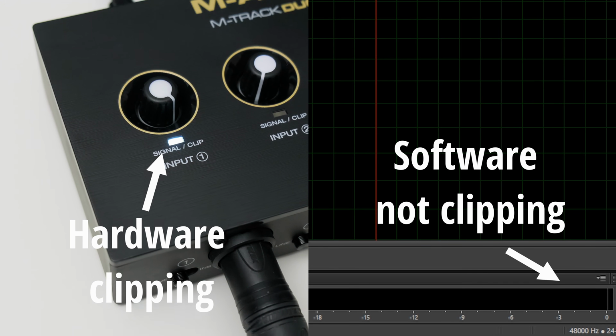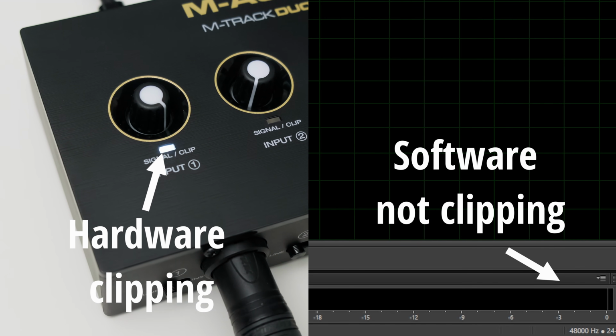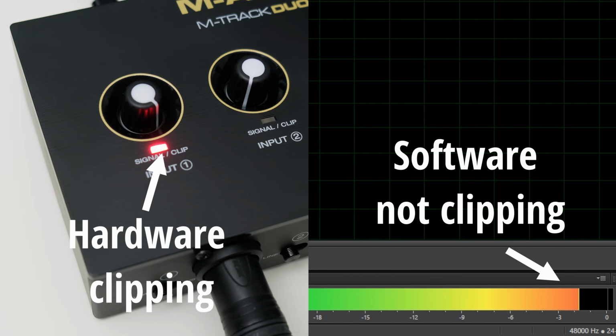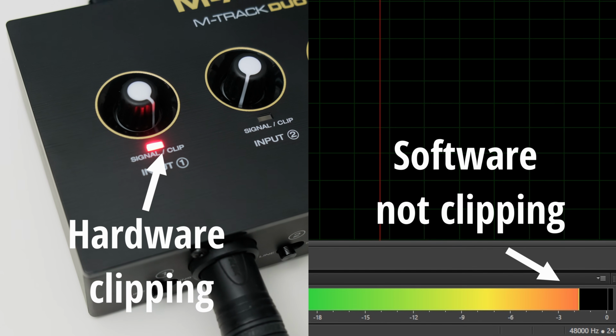Okay, let's talk about the second issue. When you record a signal with the microphone inputs, the signal actually clips earlier in the interface than it is shown in your software. What do I mean by that? Well, in your recording software, the audio level will look fine, but on the interface the clipping indicator is already going off and the audio is distorting.